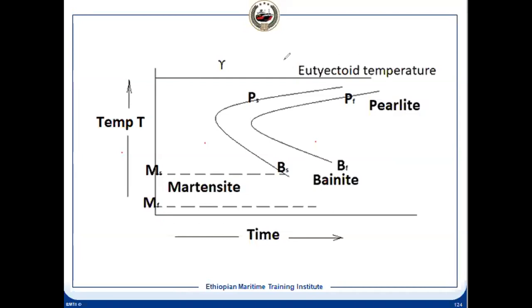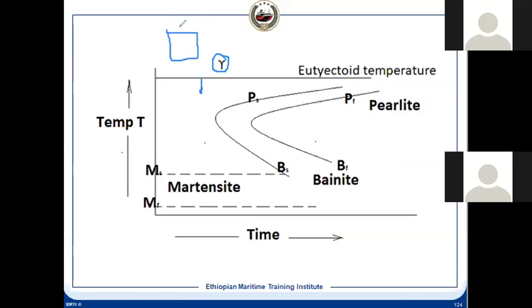This is the eutectoid temperature. We have seen that for some treatments we go above this temperature, for some we go below it. This line to the nose line is the pearlite region. If you move down from this line, it will be gamma, the austenite, and the austenite structure, we know, is the FCC structure.